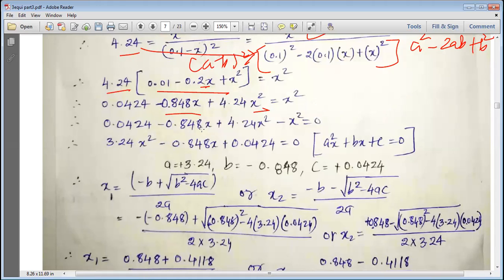If I subtract x square from both sides, I get 0.0424 minus 0.0848 x, plus 4.24 x square minus x square. So ultimately 4.24 x square minus x square gives 3.24 x square, and then I put this value and I have written 0.848x. So it is like ax square plus bx plus c is equal to 0.